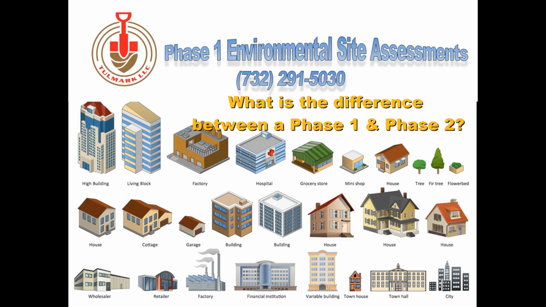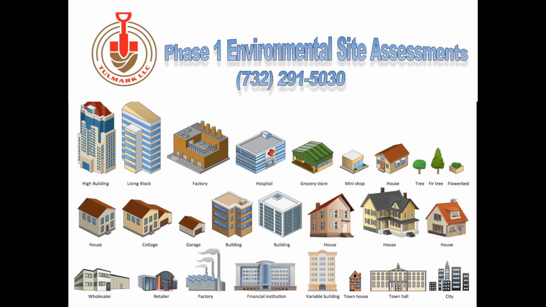In summary, the key differences between a Phase 1 and a Phase 2 are: a Phase 1 is an initial assessment aimed at research only to identify potential or existing environmental concerns. On the other hand, a Phase 2 is a more in-depth investigation that involves testing to confirm the presence of contamination. The decision to proceed from a Phase 1 to a Phase 2 is based on the findings of the Phase 1 assessment. A Phase 2 is typically conducted when there is a reasonable suspicion of contamination that needs verification.